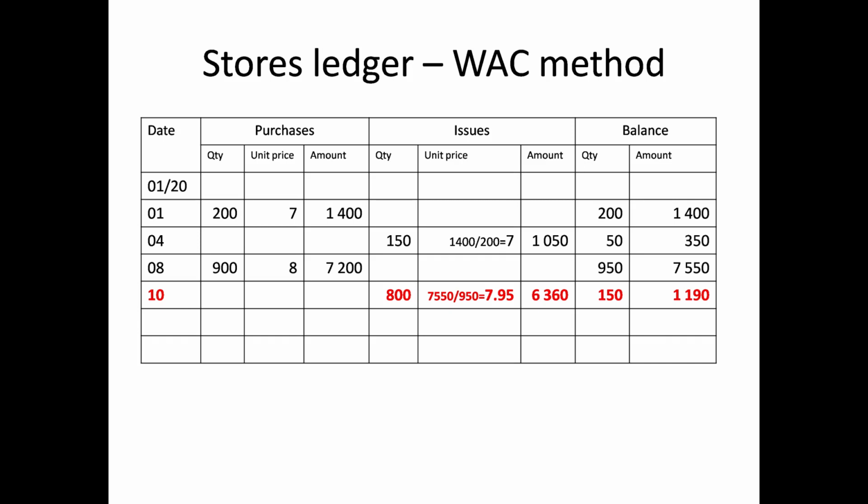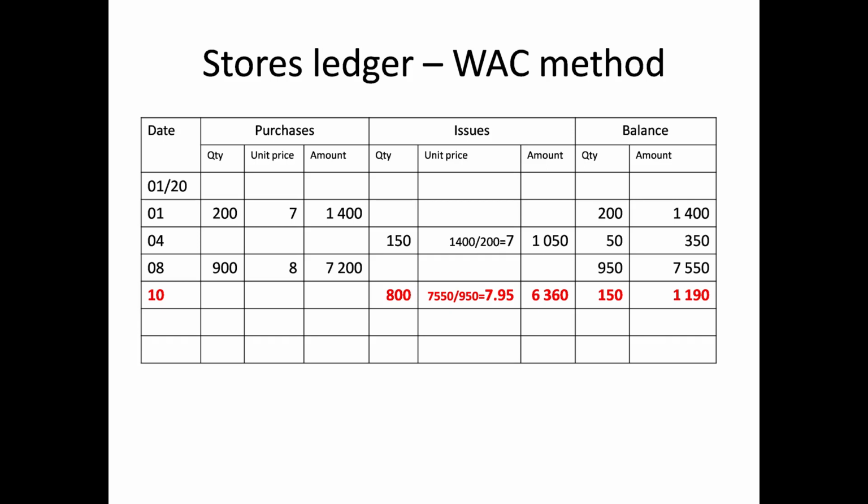7.94736 like that. Then round it off to nearest two decimals. Then you get 7.95. That's the unit price. Then calculate the amount. Quantity 800 multiplied by unit price 7.95. The answer is 6360. Now update the balance.